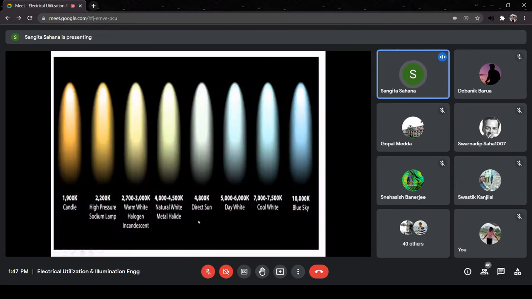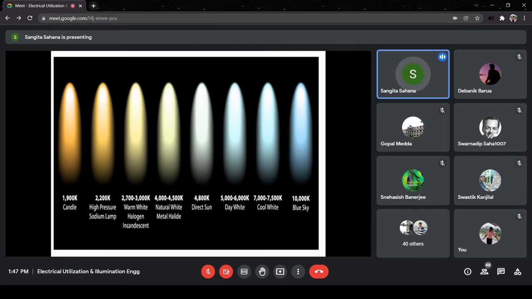So if you see this metal halide, it's from 4000 to 4500 K CCT. From metal halide I will get a somewhat white light. Okay. And how to explain this 4000 K? When the black body temperature is 4000 K, the color will be the same, and the metal halide color, both are the same.